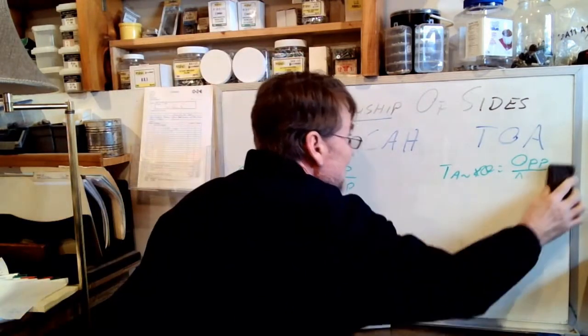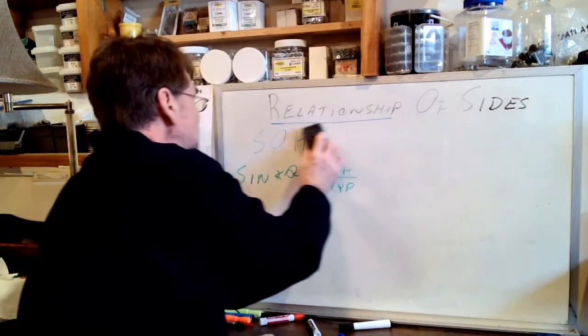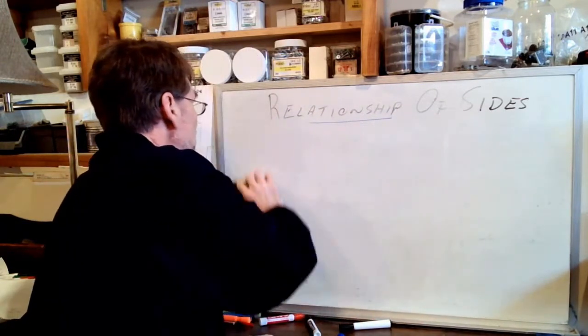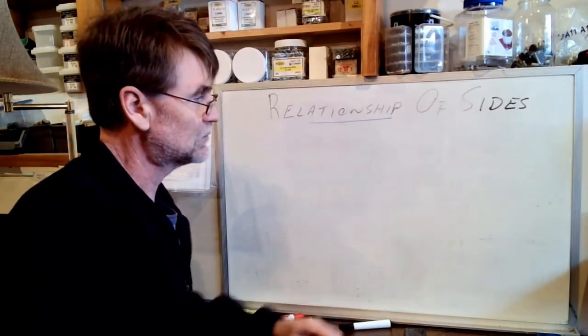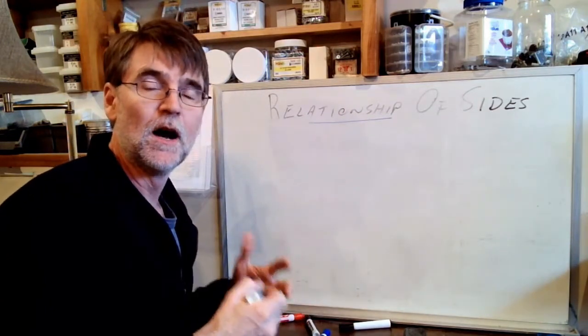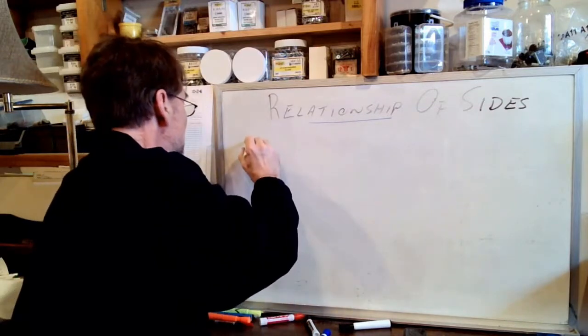One other method of doing that. Okay. So SOH CAH TOA, sine, cos, and tan, utilize a mixture of sides and angles.